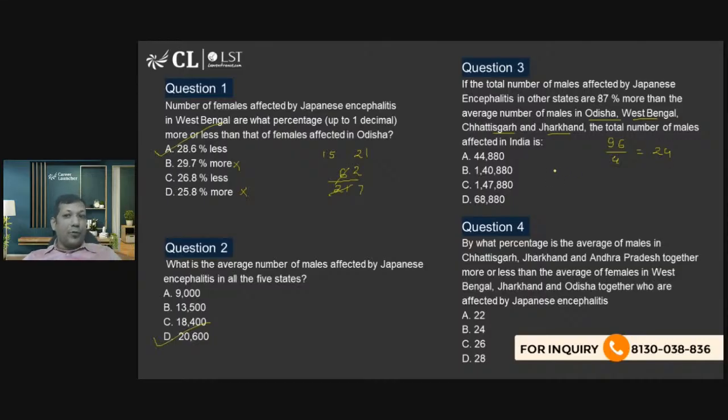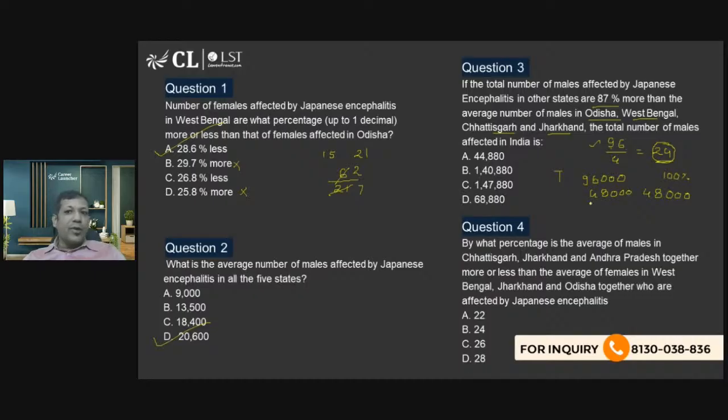Now, total number of people are what? That is 87% more than 24, right? I'm not worried about 87%. I am directly saying 100%. So what is 100% of 24? That is going to be 24 itself, right? So that is going to be 48, right? 48,000. In 4 states, I already got 96,000. In remaining states, I am getting 48,000.